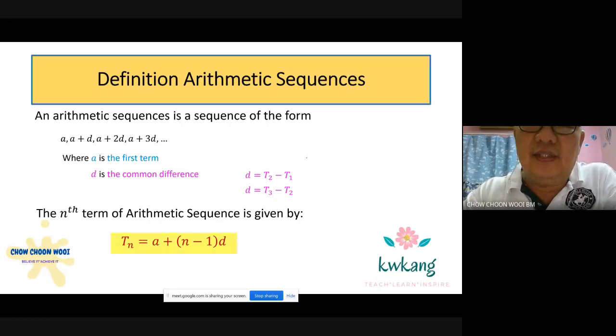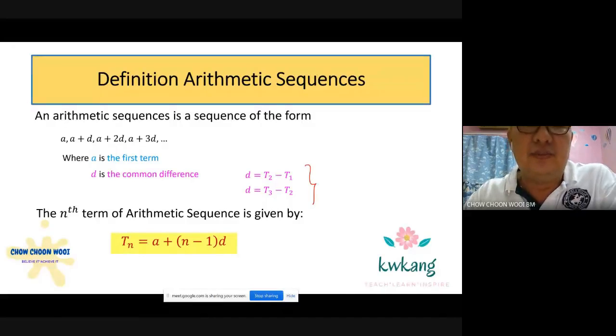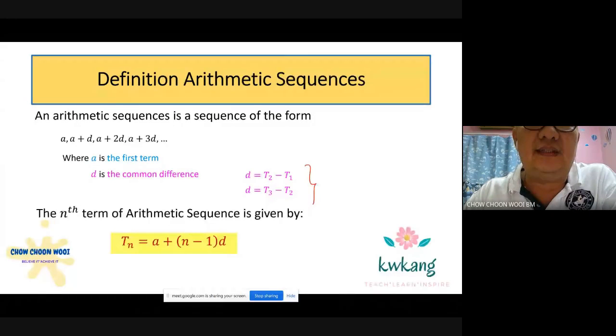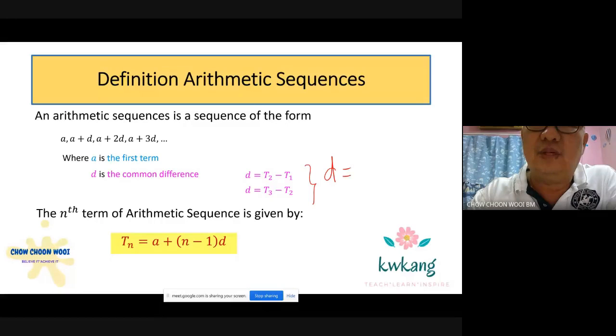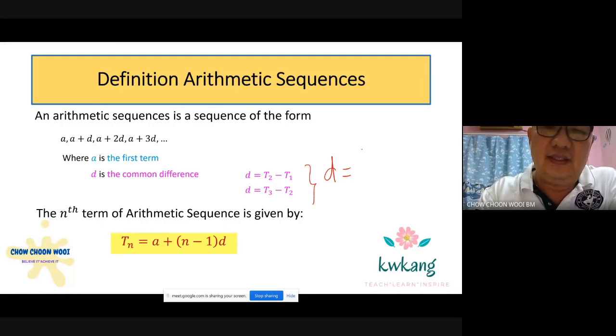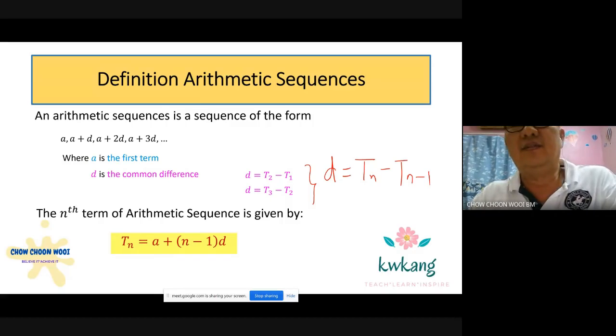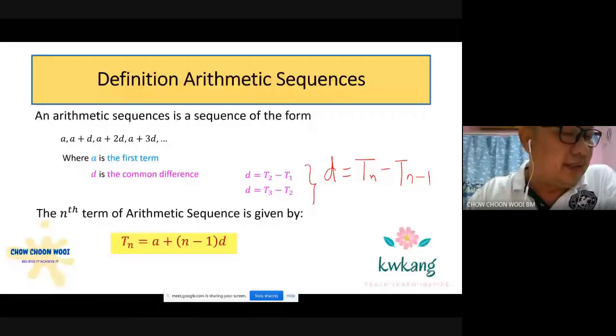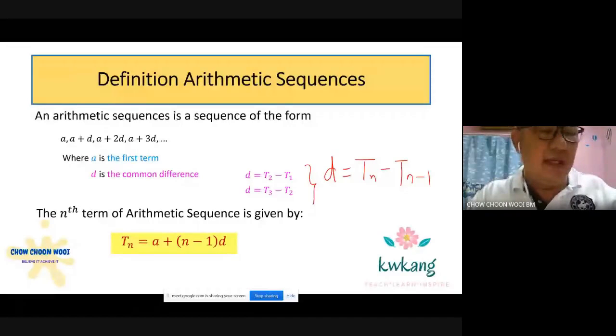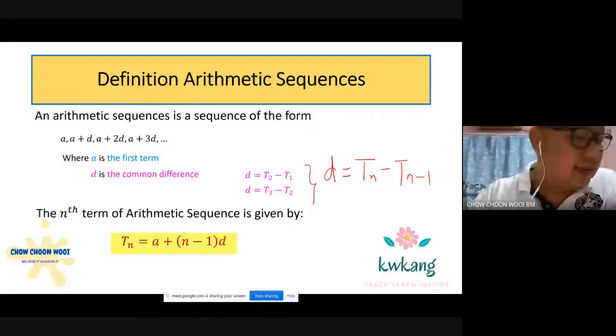Kalau d ni di sini dia buat T2 minus T1, T3 minus T2. If I ask you to show that it is an arithmetic series, so the d you kena buat yang ni, take notes. d is equal to Tn minus Tn minus 1. You must give in common term. Kita jangan bagi T2 minus T1 saja. Soalan 1. Seperti nota kuliah ini.